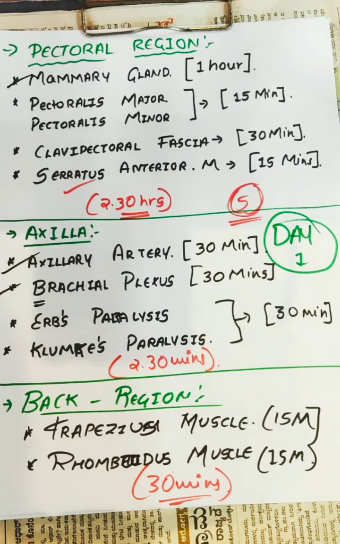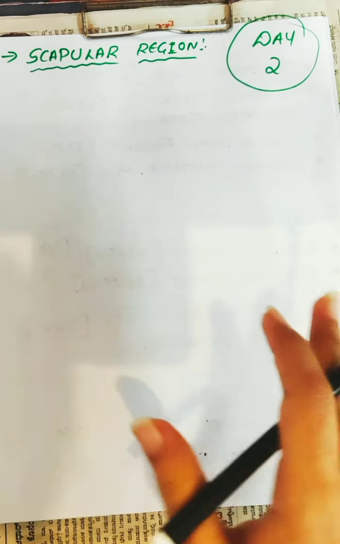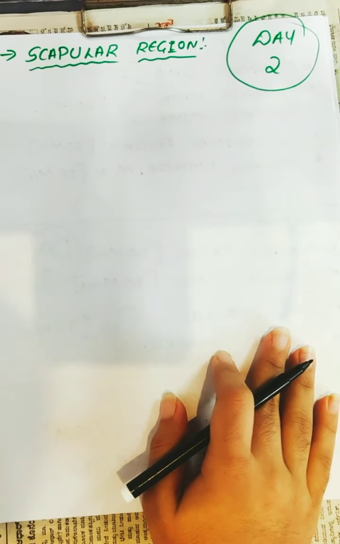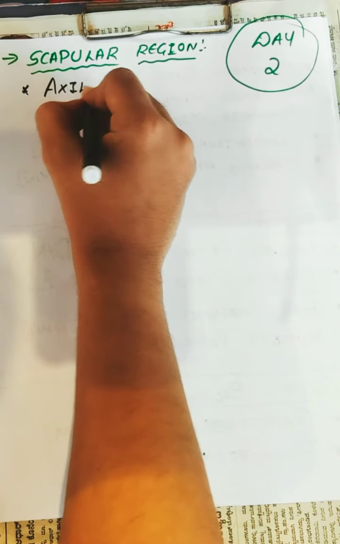Now we'll look at what we have to study on day 2. So here we go. On day 2 you have to start with the scapular region. Scapular region also, don't give much importance. Yes, it's important, but not as important as the forearm, mammary gland, and brachial plexus. So in this topic you have to study 4 important questions, same as the rest of the topics. The first question is the axillary nerve.